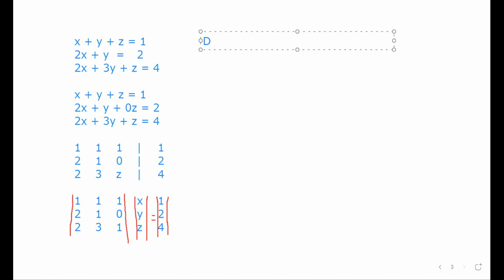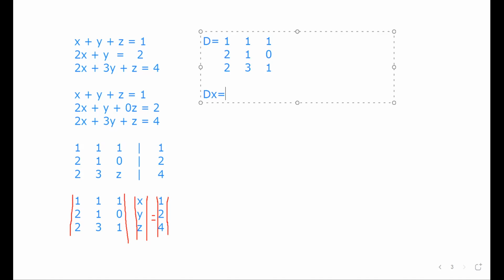D is equal to 1, 1, 1, 2, 2, 1, 0, 2, 3, 1. From this one, we can find what is dx. Dx is equal, first we have to replace the first column with these elements 1, 2, 4. So 1, 1, 1, 2, 1.